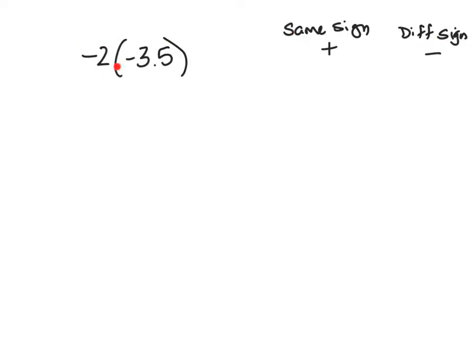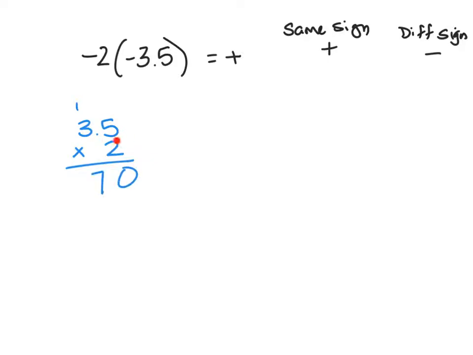I have a negative times a negative. So these are the same sign. So whatever my answer is going to be, it's going to be a positive. So I'm just going to put that there for now so I don't have to worry about that. And now I have 3.5 times 2. I'm not worried about the signs anymore because I already know my product is going to be a positive. So just like we always did, 2 times 5 is 10. 2 times 3 is 6 plus 1 is 7.